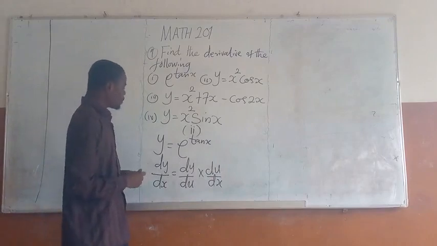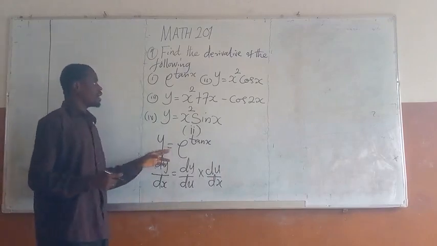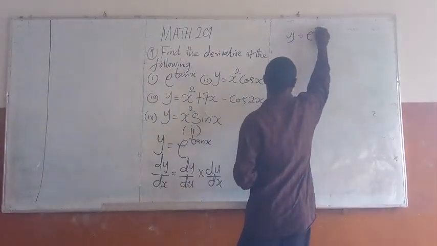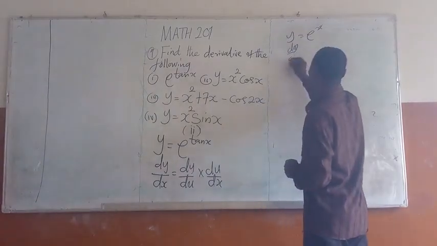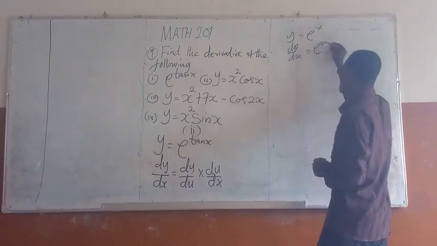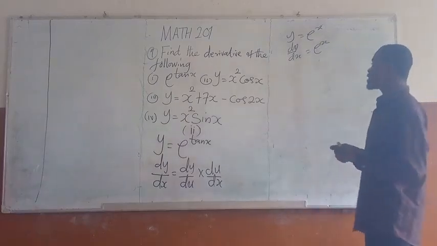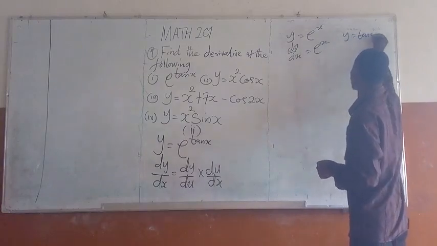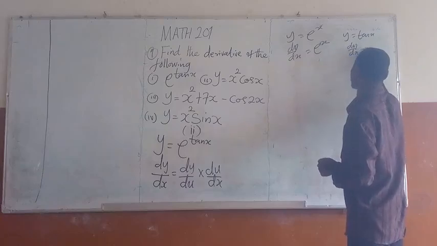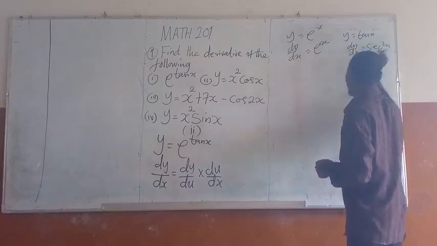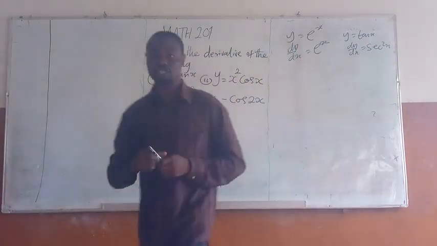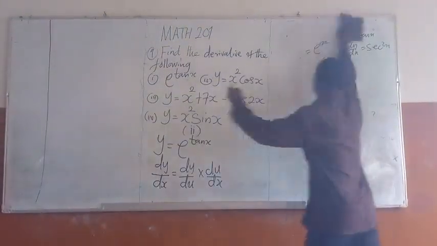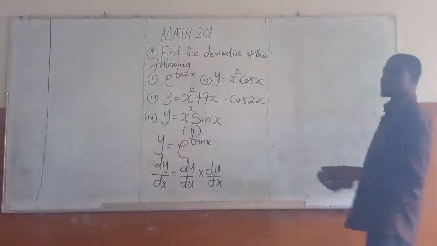But before I move further, take note that when you have y equals e^x and you differentiate, dy/dx is still e^x. Secondly, when you differentiate tan x, when y equals tan x, dy/dx is equal to sec squared x. I'm going to show you how you get sec squared x when you differentiate tan x.